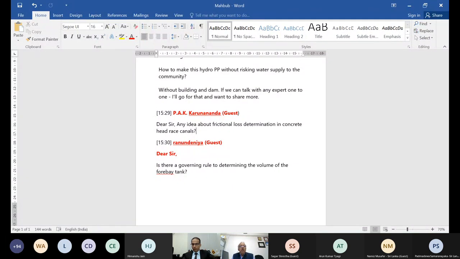There's no fixed rule. We have published the guidelines in 2013-14. They are available on our website. You can download them. These guidelines also give you more clarity on that.